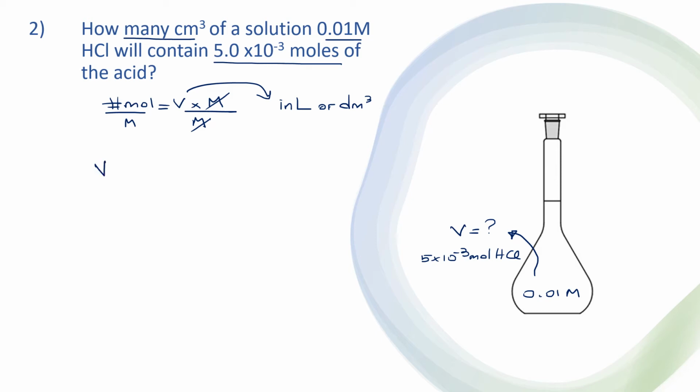So the volume is equal to the number of moles, which is 5 times 10 to the negative 3 moles, divided by the molarity, which is 0.01 moles per liter. Okay, so moles go with moles, and the volume would be equal to 0.5 liters, or we can put that as 500 centimeters cubed or milliliters.